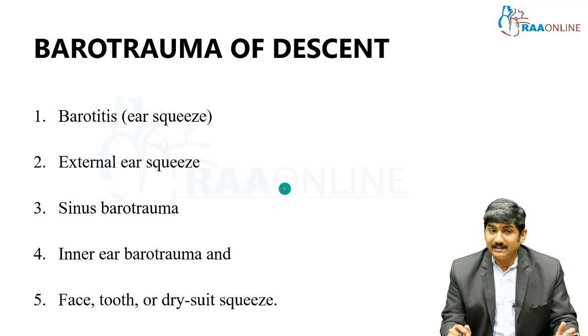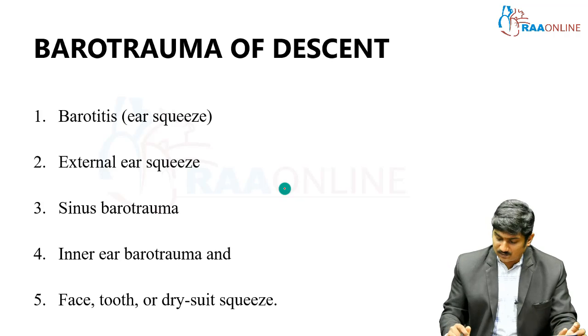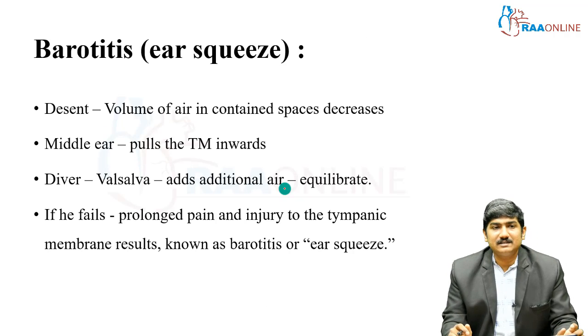So there are 5 things you need to write in an exam: barotitis or external ear squeeze, sinus barotrauma, inner ear barotrauma, and face, tooth or dry suit squeeze. So what is this barotitis? Okay, so when you descend, the volume in a contained space decreases. This is what we were telling, right?